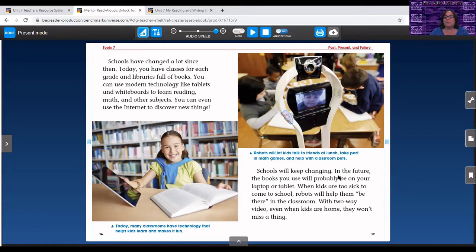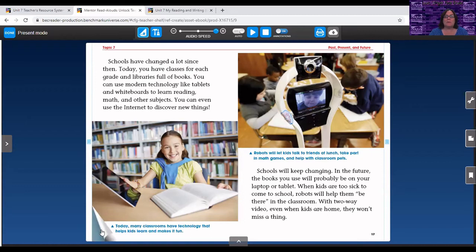Wow, they're talking about the future. It says right here, in the future. So we might not have books like this girl has right now. They might all be on the tablet. And look at this. This is very exciting. Another detail. If you're sick, say you have a sore throat, and so you can't come to school because you don't want anybody else to get sick, you could be on video so you don't miss anything, but you can stay home and stay healthy. That would be really fun.